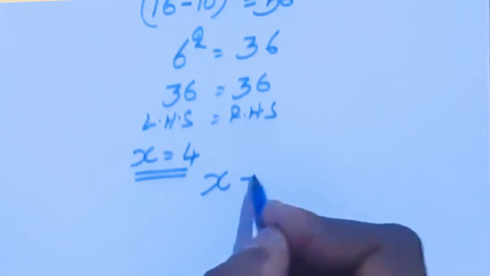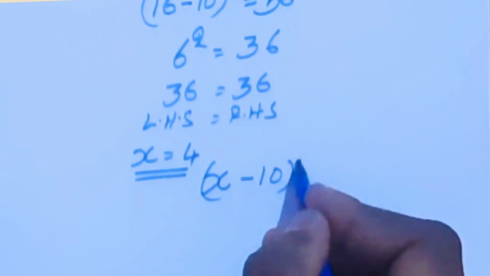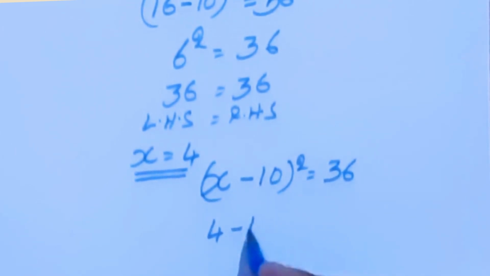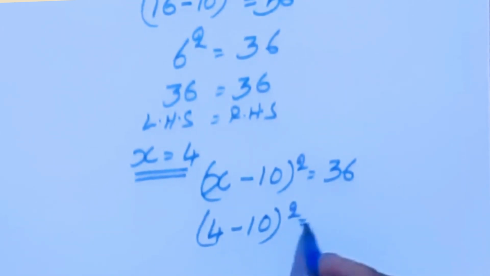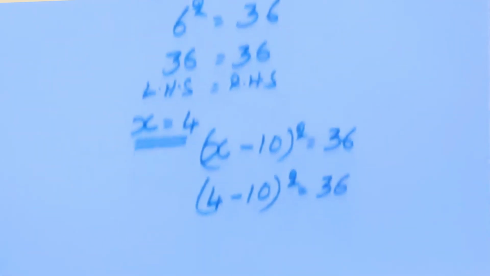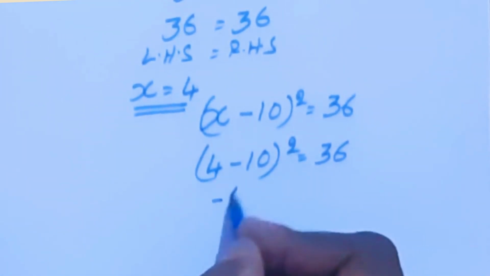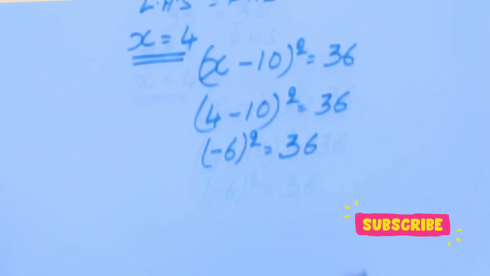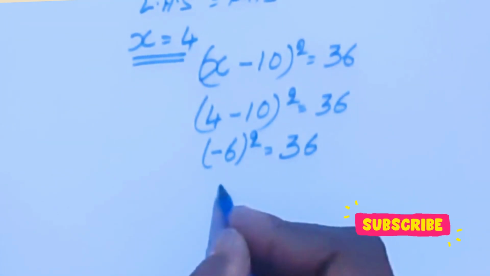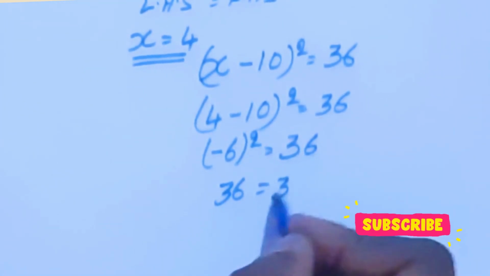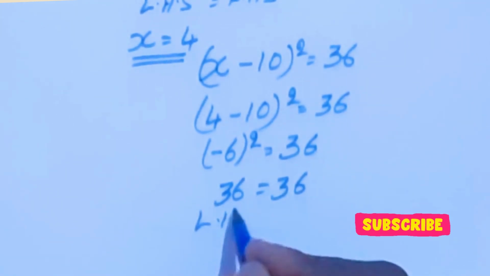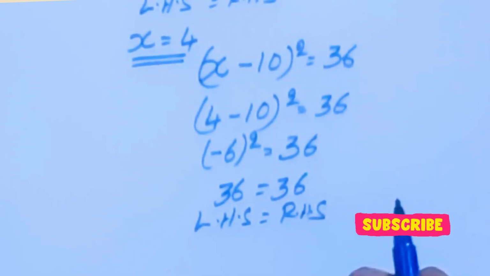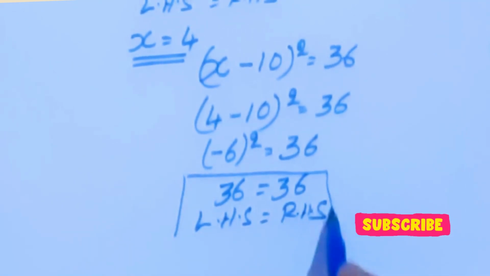Now we are going to try this with the other x = 4. The equation is (x - 10)^2 = 36. Now (4 - 10)^2 = 36. From this (-6)^2 = 36. (-6)^2 is 36, so 36 = 36. So LHS is equal to RHS. Yes, here this is also verified.